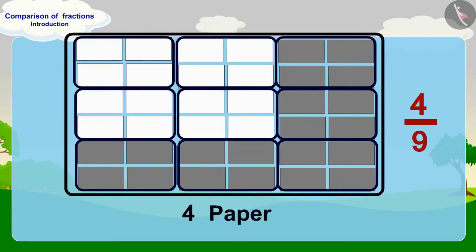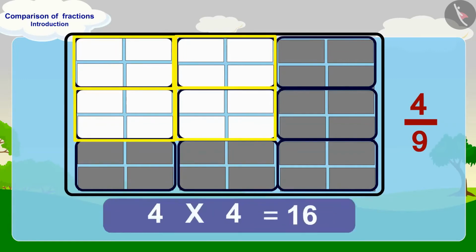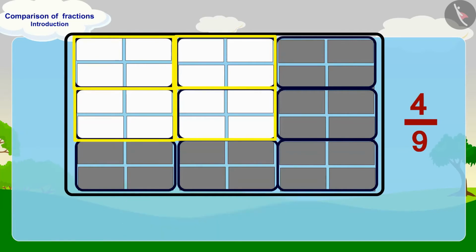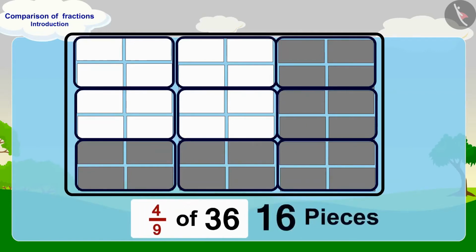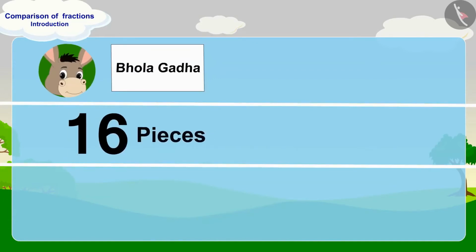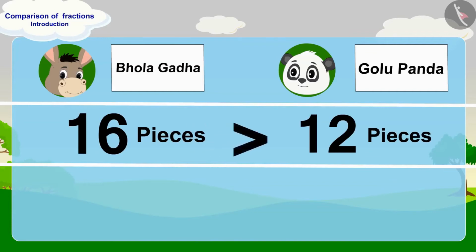So, how many pieces will there be in 4 parts? 4 times 4, 16 pieces of paper. In this way, 4/9 of 36 is 16. Bhola has written his name on 16 pieces of paper and Golu has written his name on 12 pieces of paper. Therefore, Bhola has written his name on more pieces of paper than Golu.